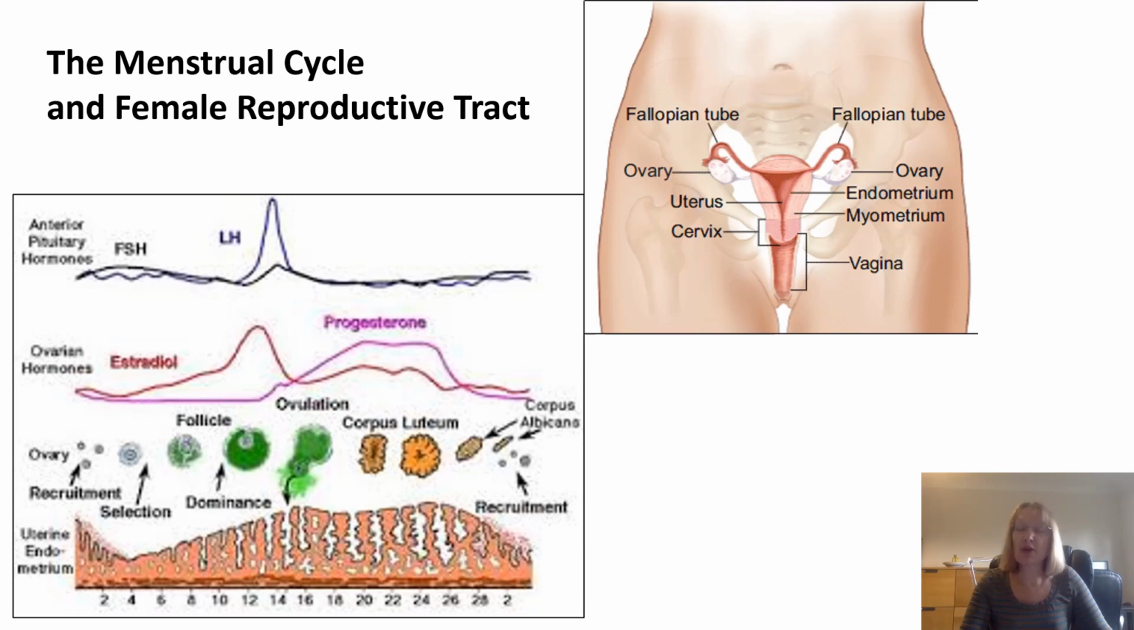So for the female reproductive tract, you've got ovaries, which produce eggs. The eggs travel along the fallopian tube here, and then they end up going into the uterus or the womb. The lining of the uterus is called the endometrium, and then this has a passage to the exterior through the vagina.